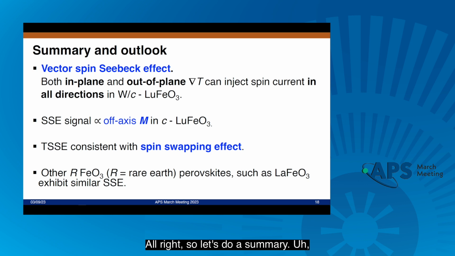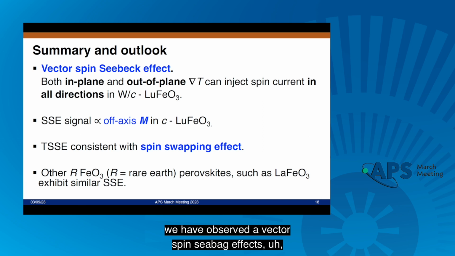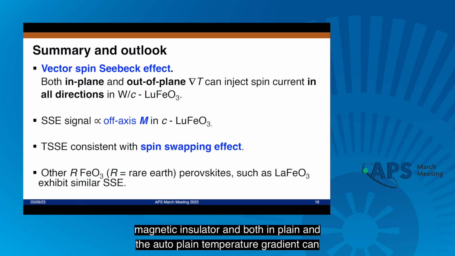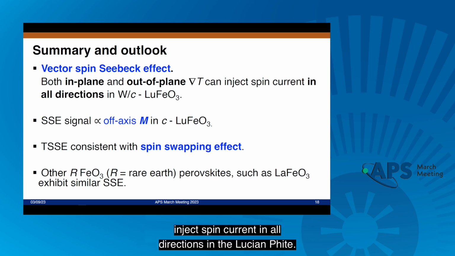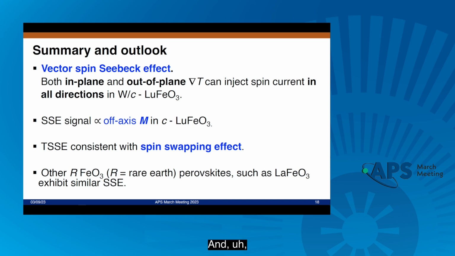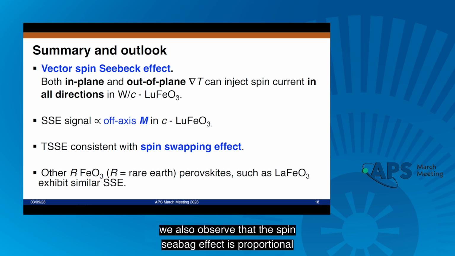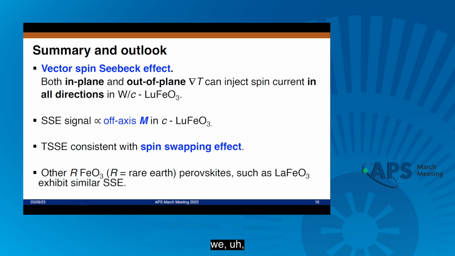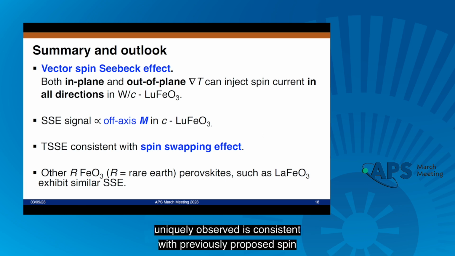All right, so let's do a summary. We have observed a vector spin Seebeck effect in the lutetium ferrite, which is a non-collinear canted magnetic insulator. Both in-plane and out-of-plane temperature gradients can inject spin current in all directions in the lutetium ferrite. We also observed that the spin Seebeck effect is proportional to the off-axis magnetization. And the transverse spin Seebeck effect we uniquely observed is consistent with previously proposed spin swapping effects.